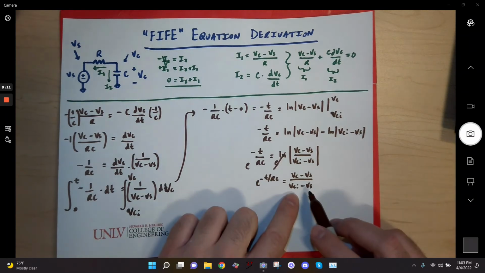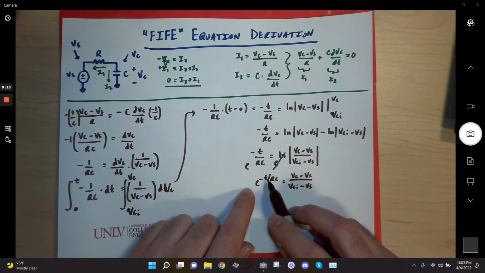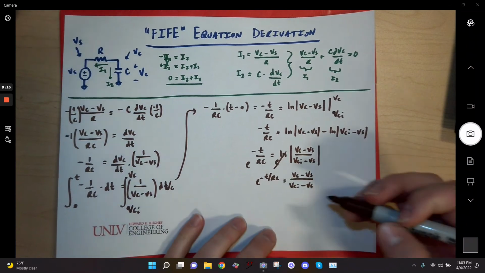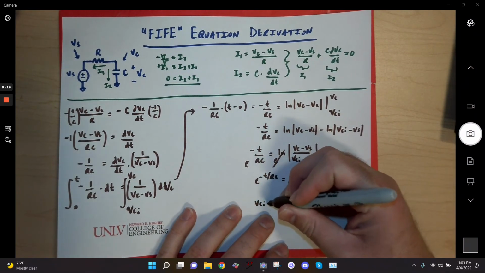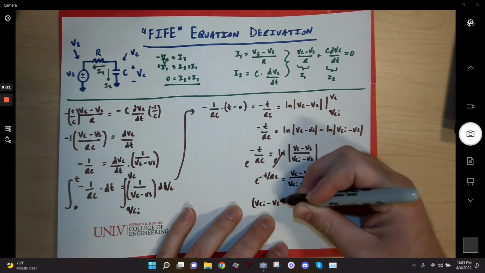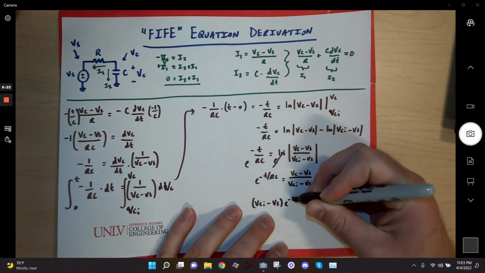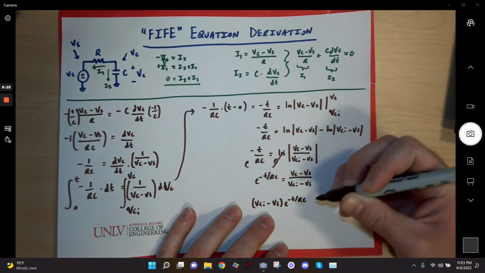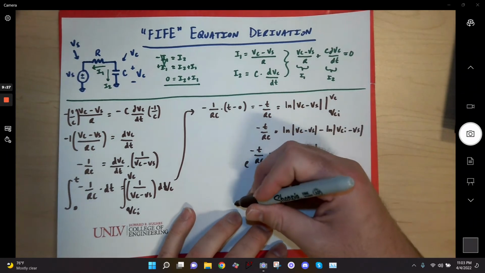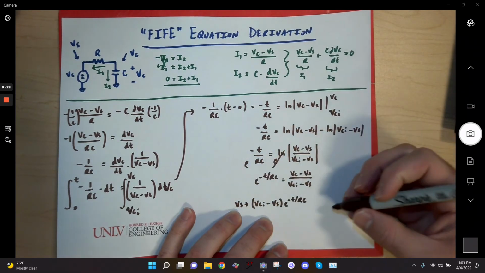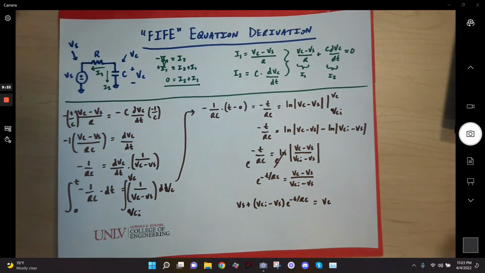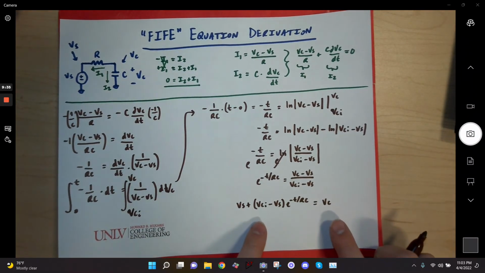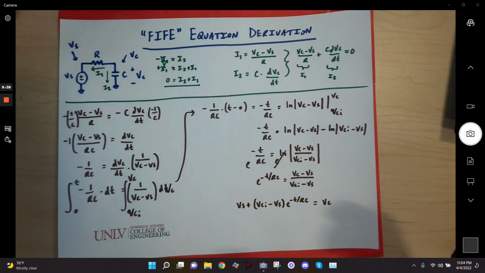So what I'm going to do is multiply this over to the other side, and then I'm going to add VS. First I multiply this over to the other side, that gives me VCI minus VS times e to the -t over RC, and I said I'm going to add VS, so let's add VS, and then that's equal to VC. And now this is a loose form of my capacitor voltage equation, my FIFE equation.